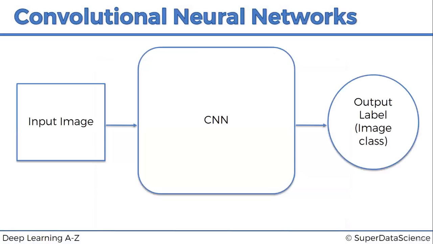So moving on to how a convolutional neural network works. It's very simple and straightforward. You have an input image, it goes through the convolutional neural network, and you have an output label. It classifies that image as something like a cheetah or a bullet train or something else.